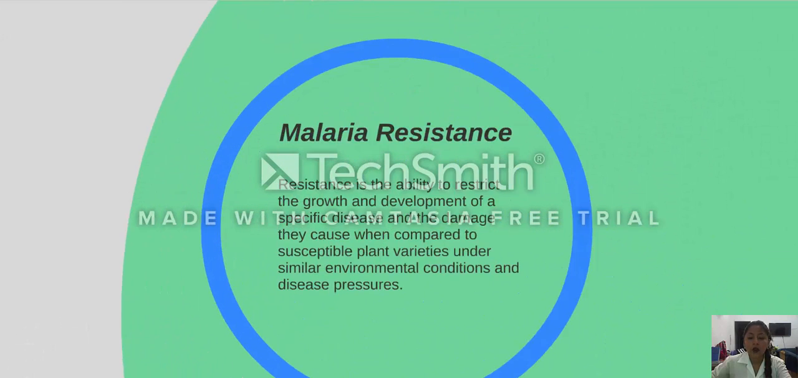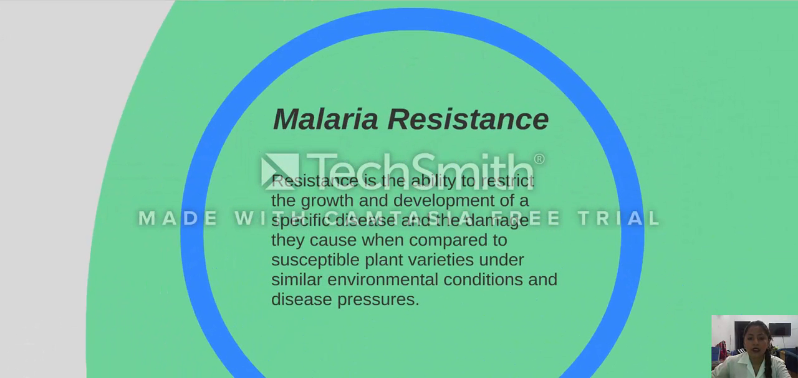Definitions. What is malaria resistance? Resistance is the ability to restrict the growth and development of a specific disease and the damage it causes when compared with the susceptible plant variety under similar environmental conditions and disease pressure.